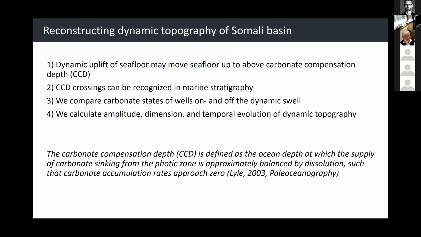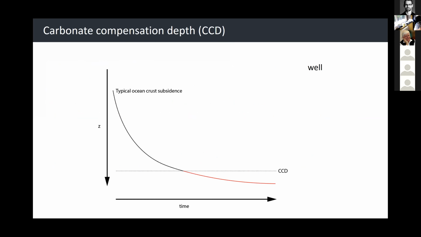For those of you who are not familiar with the carbonate compensation depth, I wrote down the definition below. The carbonate compensation depth, or CCD, is defined as the ocean depth at which carbonate sinking from the photic zone is approximately balanced by dissolution, so that carbonate accumulation rates approach zero. Now, what does this all mean in practice? It means the following. Towards the left, you can see a typical ocean crust subsidence curve, with depth on the vertical axis and time on the horizontal axis.